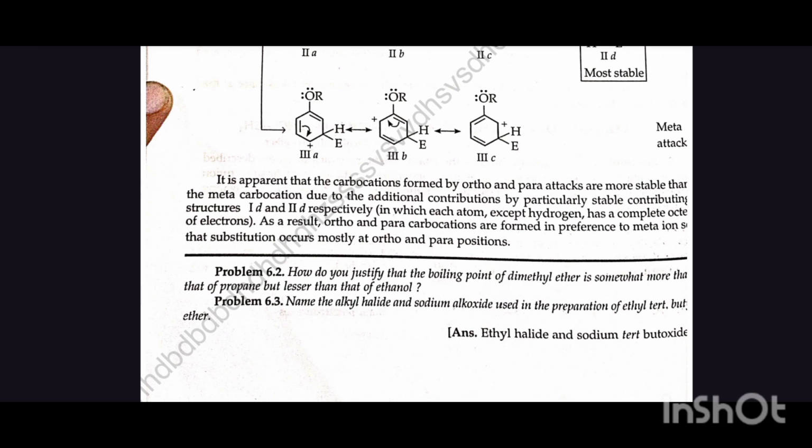Here there are two problems. First, how do you justify that the boiling point of dimethyl ether is somewhat more than that of propane but less than that of ethanol? Second, name the alkyl halide and sodium alkoxide used in the preparation of ethyl tertiary butyl ether. Yes, I am done. Thank you.